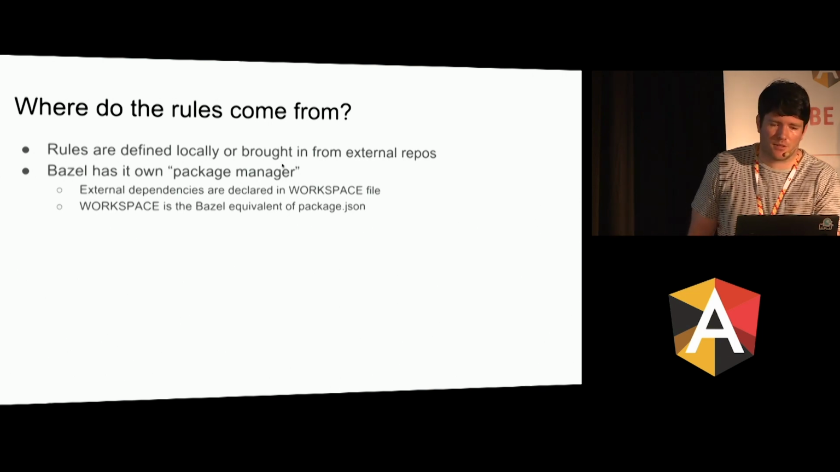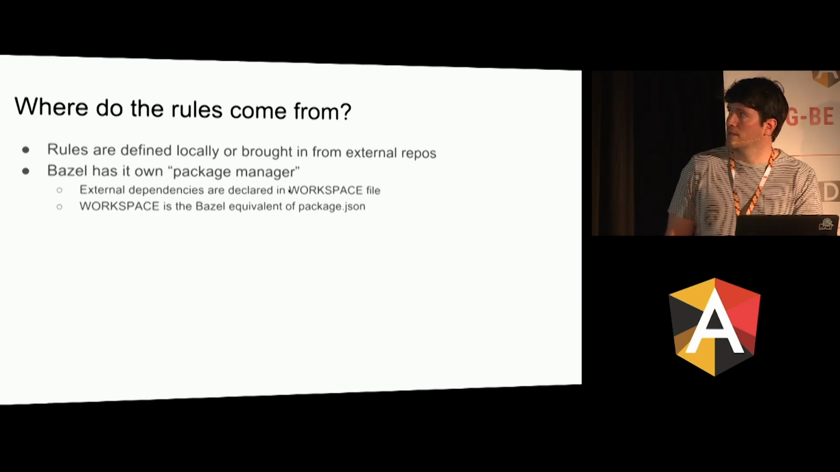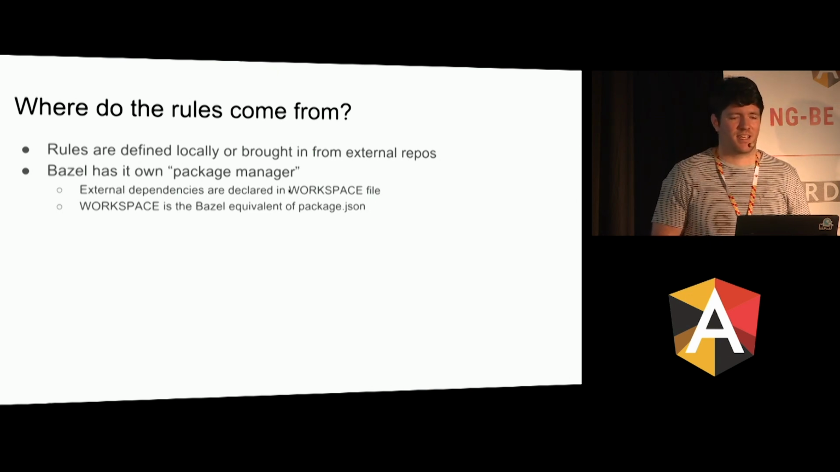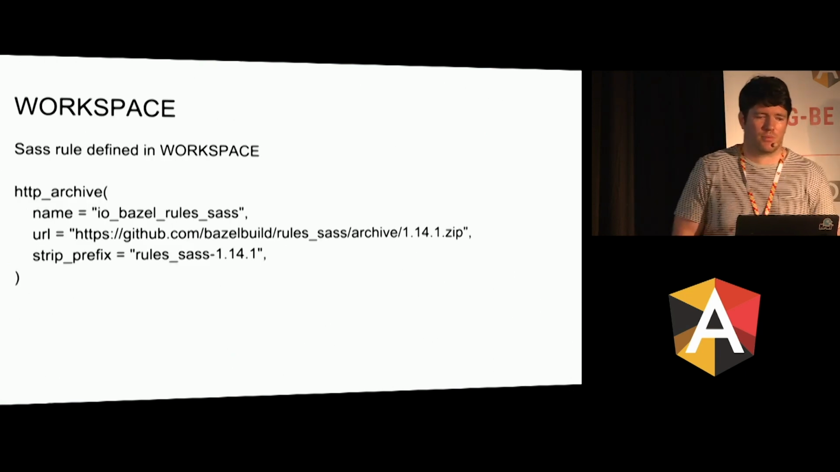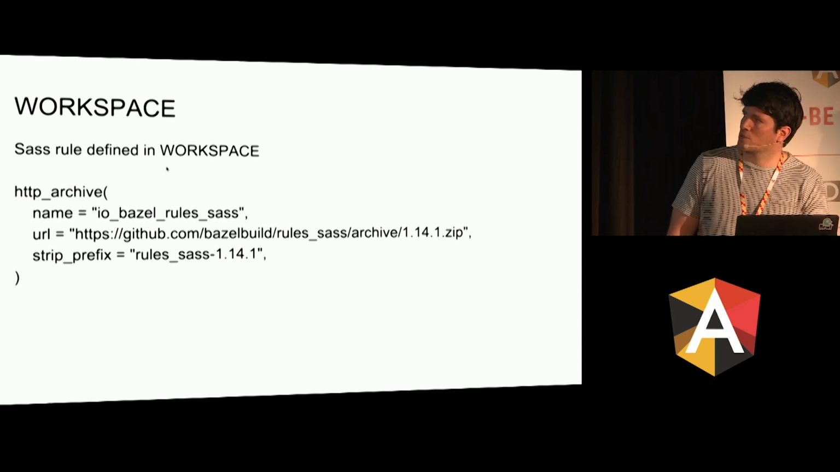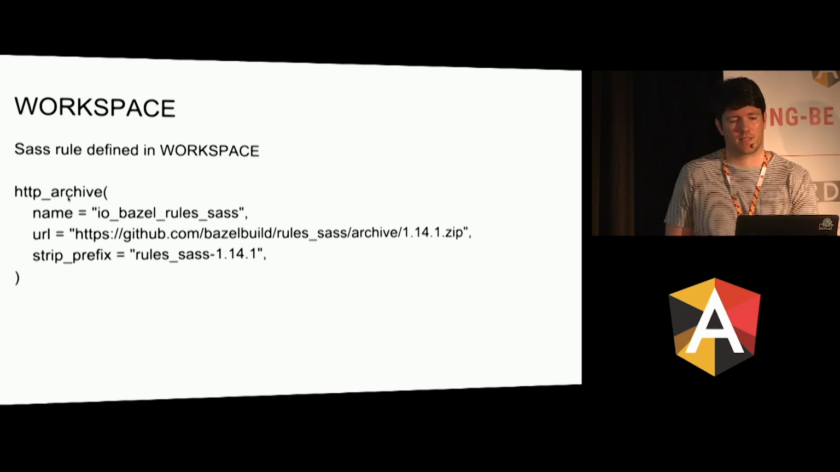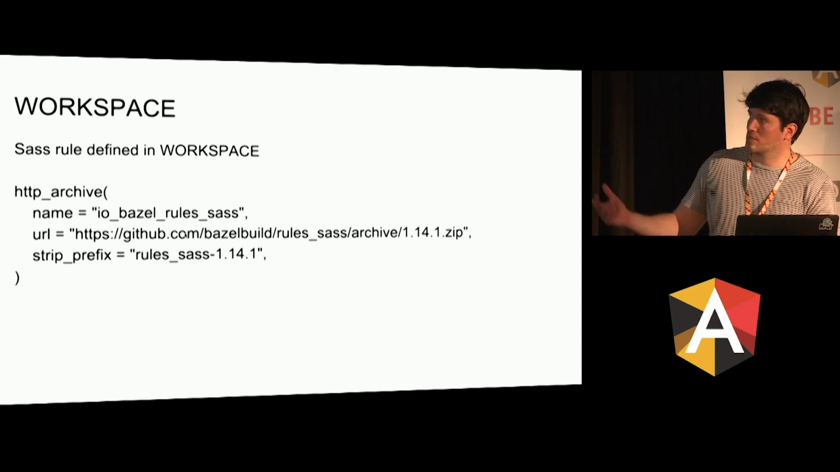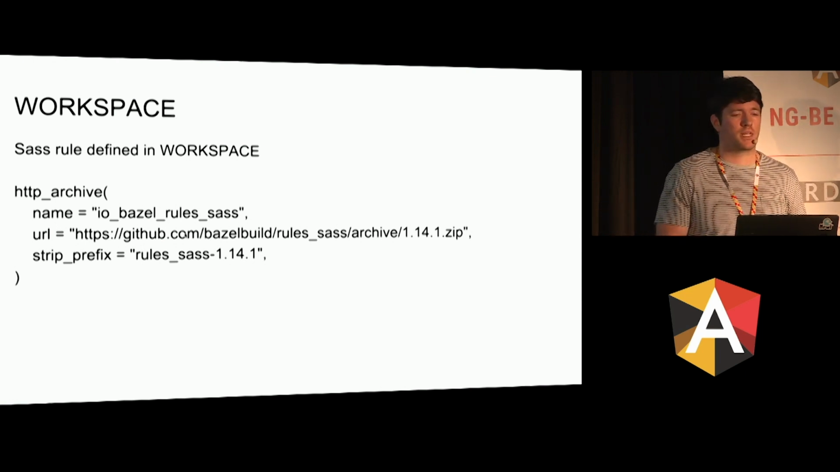And the external dependencies are declared in a special workspace file. You can kind of think of the workspace file as the Bazel equivalent of the package.json file in the npm world. Here's a snapshot of a workspace file. This is what's called a Bazel workspace rule, which is meant to bring in external dependencies. In this case, I'm bringing in the Sass rule that I showed you previously. This is basically pointing to the URL where this thing is hosted, and then Bazel will pull it in so that you can use it in your own build files.